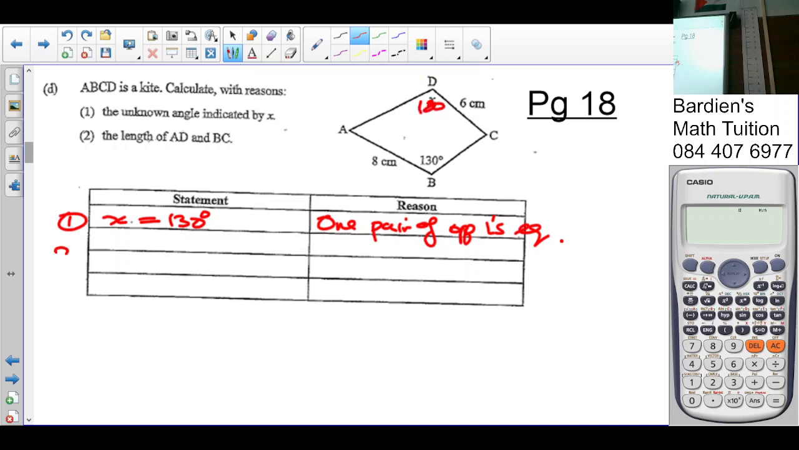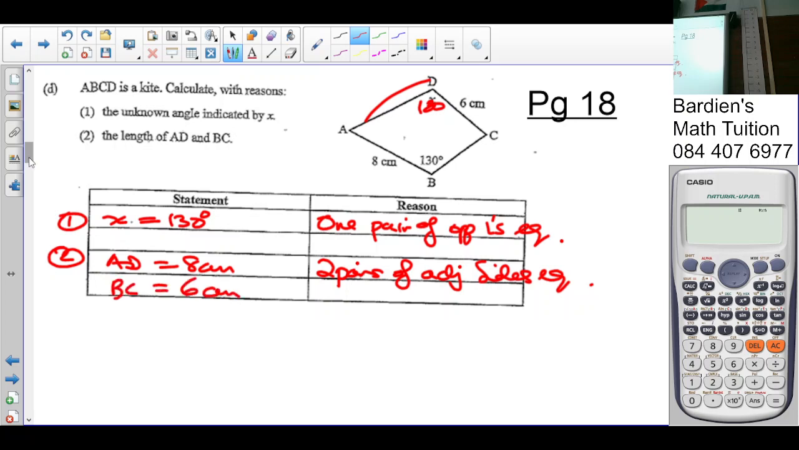Right. The length of AD. AD is 8 centimeters. Why? Two pairs of adjacent sides equal. BC is 6 centimeters. Why? Two pairs of adjacent sides equal. There we go. Easy does it, no? Right.